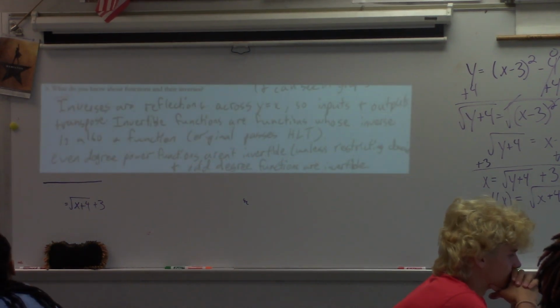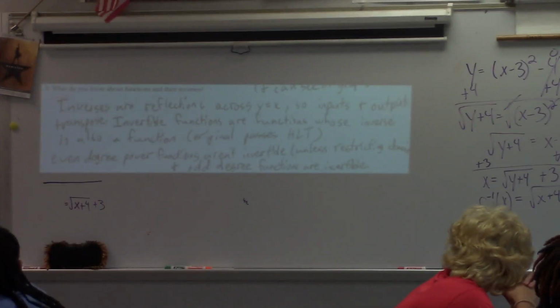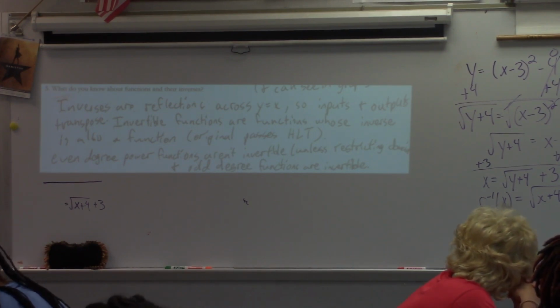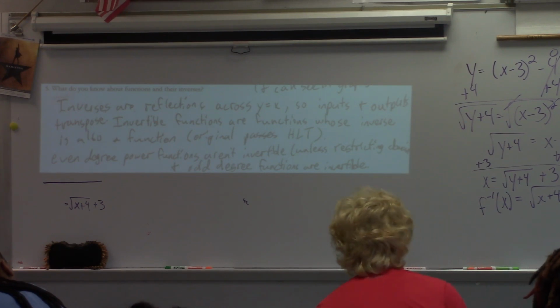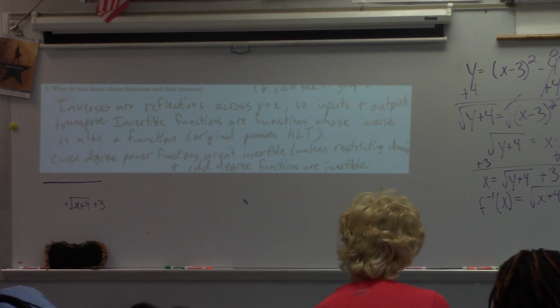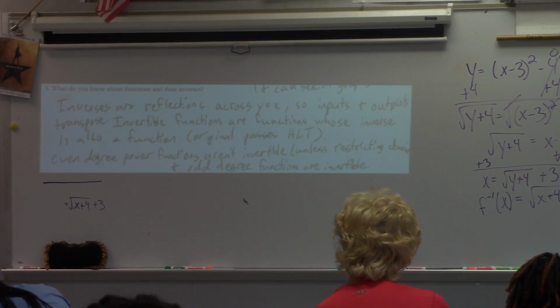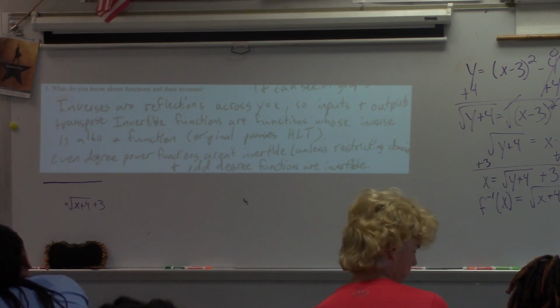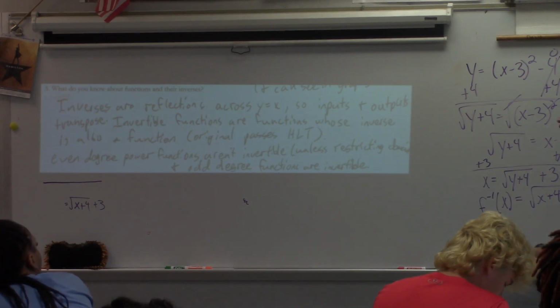So there's a lot here. There's a lot more than you necessarily need to earn like a 3D plus or maybe even a 4. But these are all the things that I thought about when I thought about functions and their inverses based on what we have explored. The first sentence there is the most important. You had to know that inverses are reflections across y equals x, so inputs and outputs transpose. To get to the 3 level, to show me clear evidence of understanding, you had to have that first sentence. The rest of this is also important information about what an invertible function is, what we learned with the even degree and the odd degree power functions, things like that.